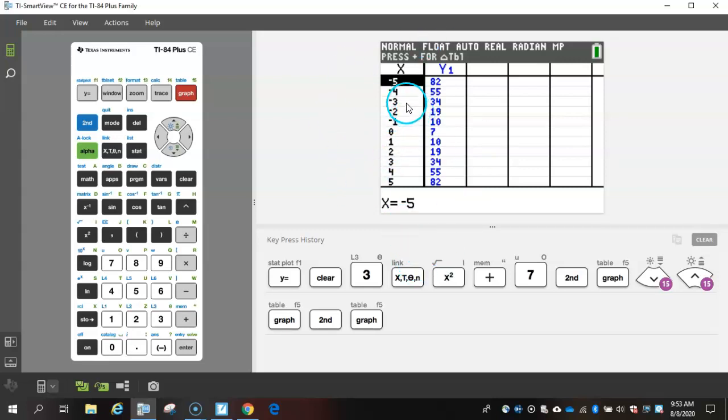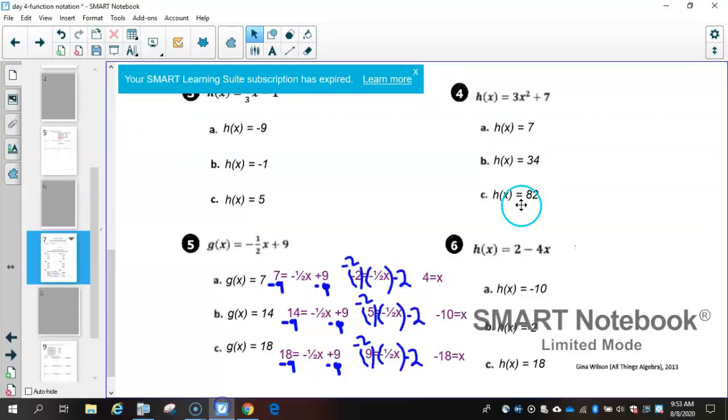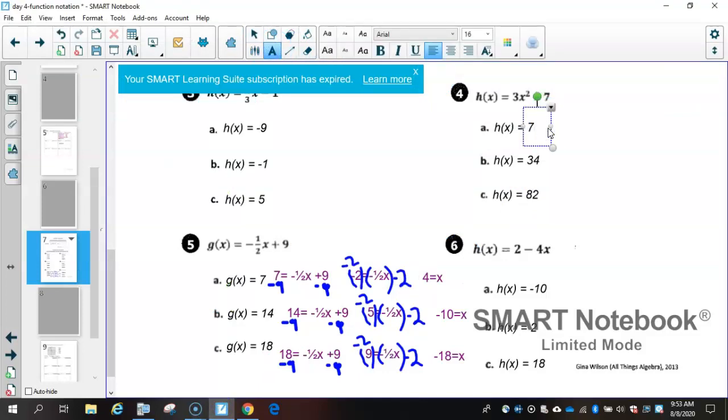So we can say when y is 82, x is negative 5 and 5. When y is 34, x is negative 3 and 3. And then when y is 7, x is just 0. So if you wanted to put x equals negative 3 and x equals 3, you could do that too.